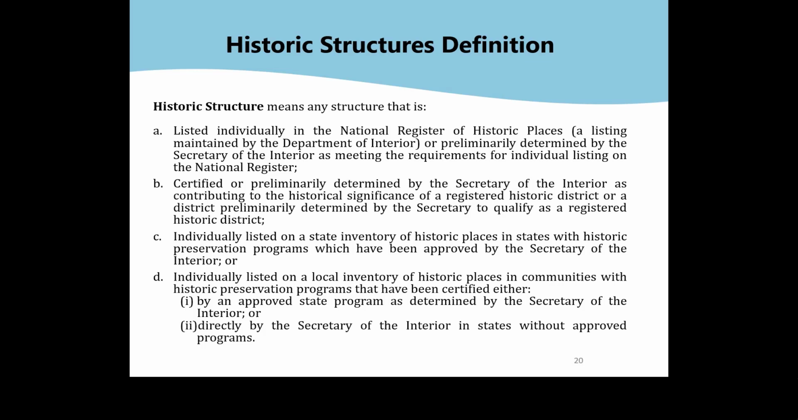And again, this definition here is straight from the Code of Federal Regulations. The language in your community's ordinance may be a little different, but it should include these 4 specific things. So a historic structure could include one that's listed on the National Register of Historic Places. It could be listed on a state or a local inventory of historic places, or it can be a contributing structure to a registered historic district as well.